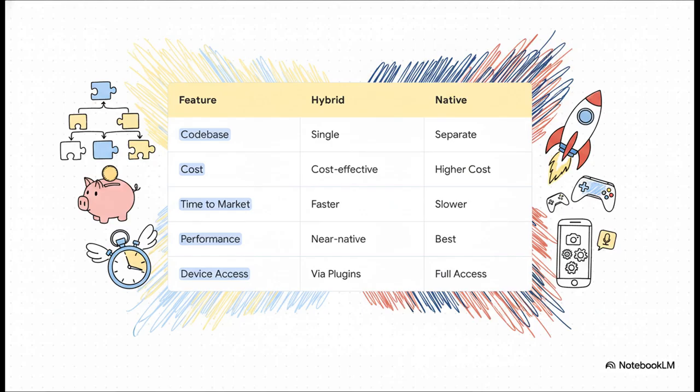They get full direct access to the phone's camera, its GPS, everything. So here's the deal. Hybrid gives you near-native performance, which is totally fine for most apps. But if you're building a super high-end game or some crazy AR experience, native is still king.